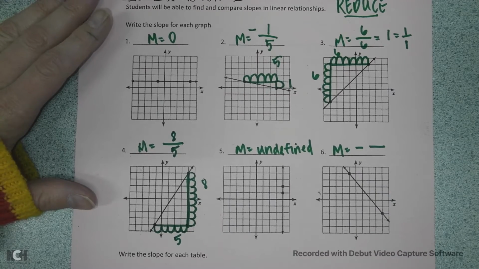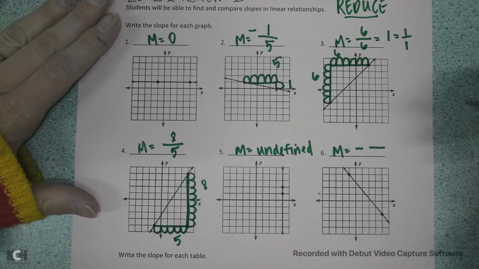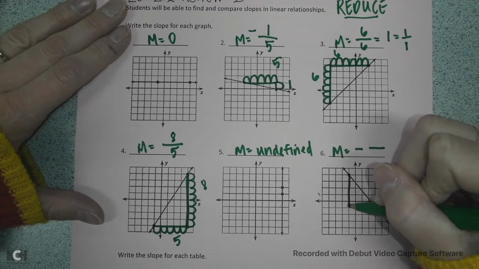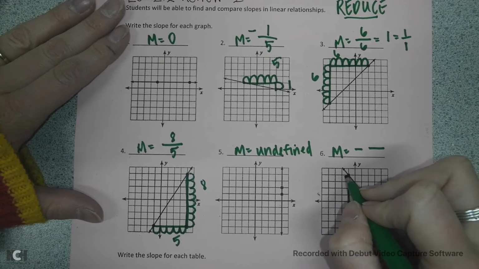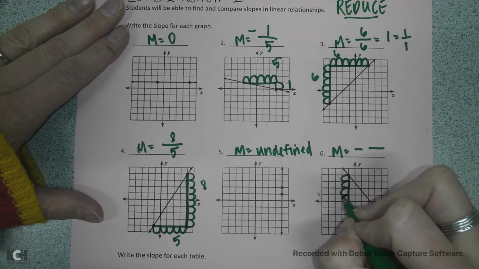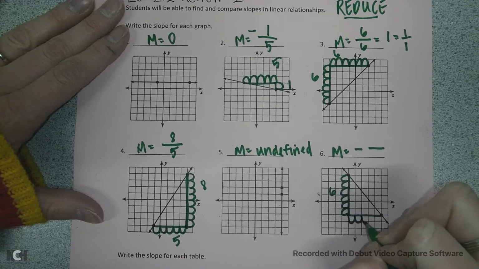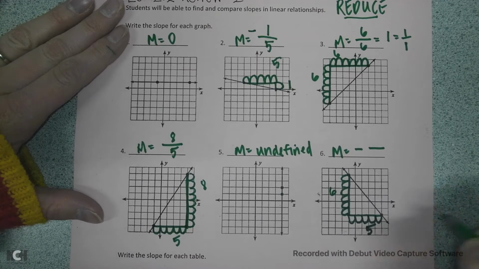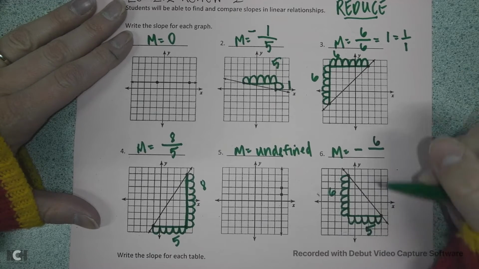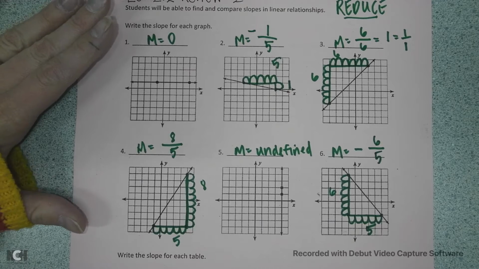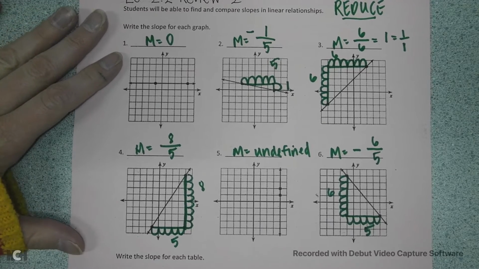We already did 5, it's undefined. This guy right here, he's decreasing. When I go left to right, I'm going downhill. And again, it doesn't matter if you draw your triangle above or below. So I'm going to count my rise: 1, 2, 3, 4, 5, 6. And my run: 1, 2, 3, 4, 5. It should be a decreasing slope. My rise goes on top, my run goes on the bottom. And I cannot reduce. Okay? So that's how you do those types of slopes.